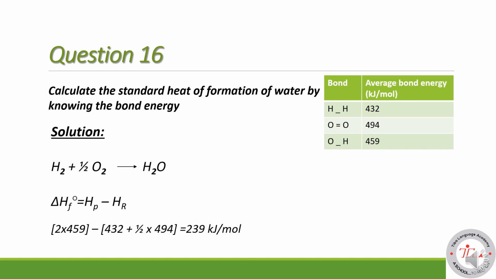So the delta H of formation will be H products minus H reactants. The heat content of H2O, O bonded with H and O bonded with H, minus the reactants, which are H bonded with H and O bonded with O times half. So the result will be 239 kilojoule per mole.